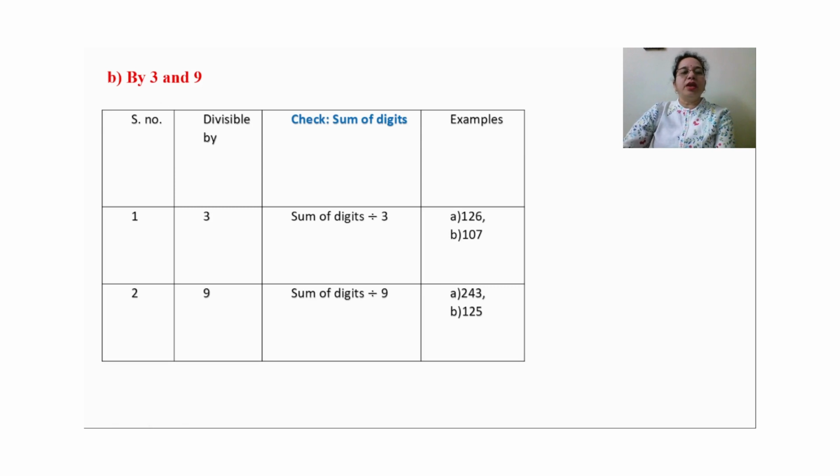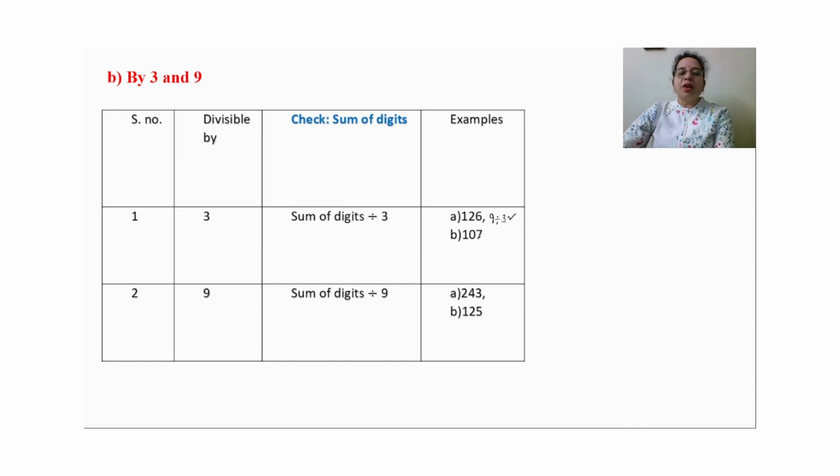For 3 and 9 we find the sum of digits. If the sum of digits is divisible by 3, the given number will be divisible by 3. If the sum of digits is divisible by 9, the given number will be divisible by 9. So let us take the first example, 126. So 6 plus 2, 8, 8 plus 1, 9. The 9 is divisible by 3. So this number is divisible by 3.